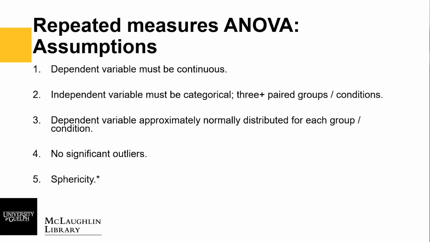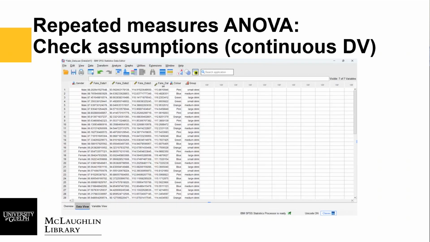The third assumption is that the dependent variable must be approximately normally distributed for each group or condition. So if you had 5 different groups or conditions, all 5 of those must be approximately normally distributed. Our fourth assumption is no significant outliers, and again, that's for each group or condition. And then our fifth assumption, we've got a little star here, meaning we check this when we actually run the test. Our fifth assumption has to do with sphericity, which we'll talk about more on the upcoming slides. Let's go.